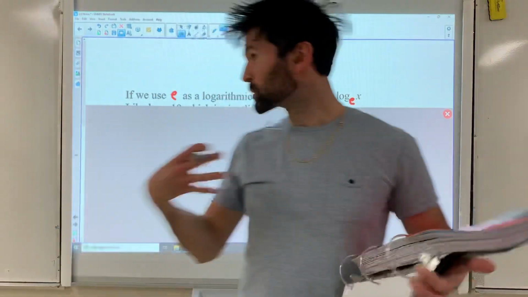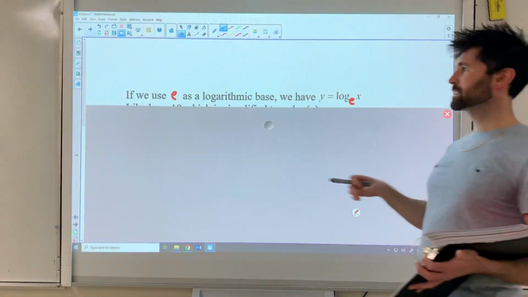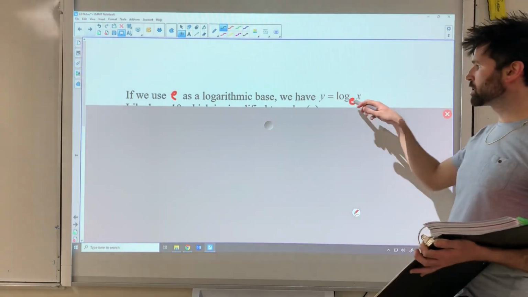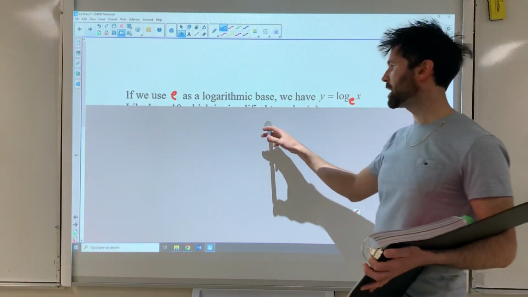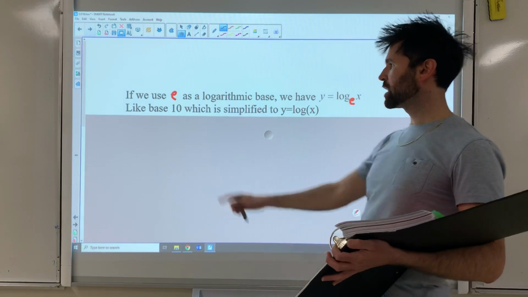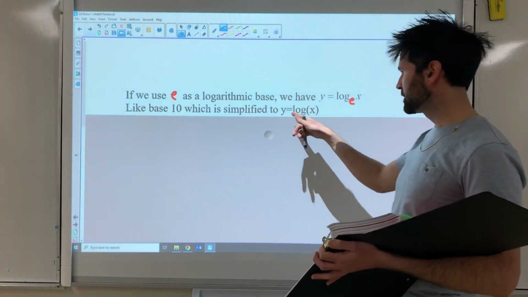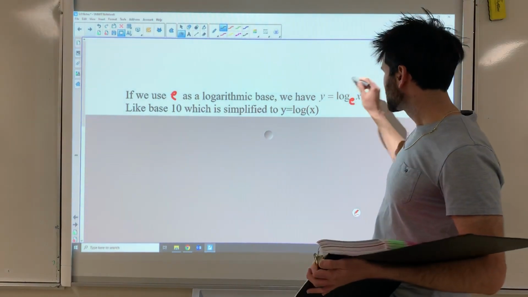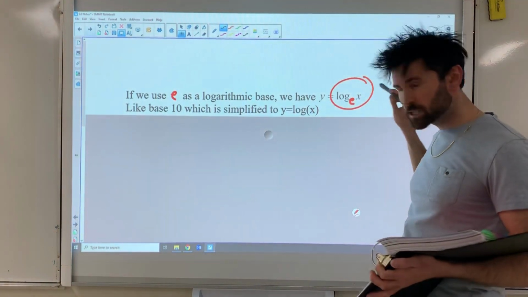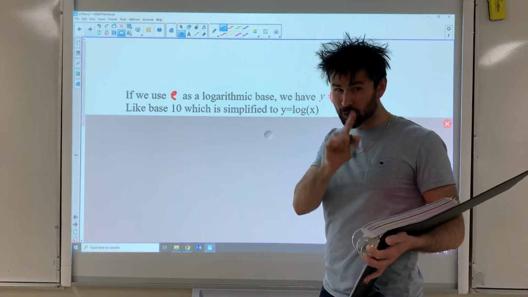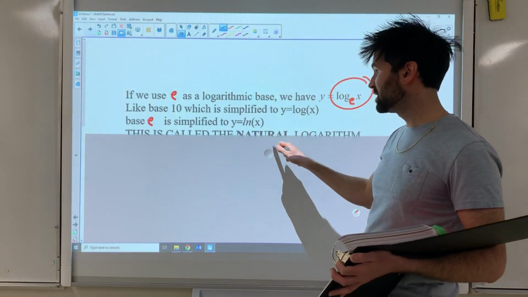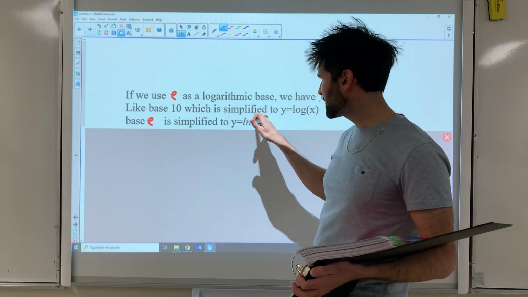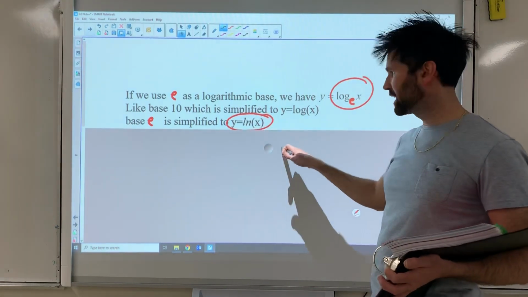So, as far as we go, if we take this number e and use it as a log base, we would write y equals log base e of x. Just like how log is base 10, you can simplify it as y equals log base 10. Euler decided that this was so special that he was going to give it its own name and its own symbol. So if we have log base e, we actually write it as ln, okay?